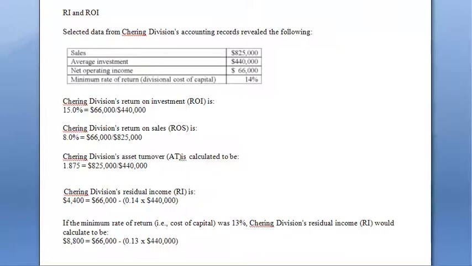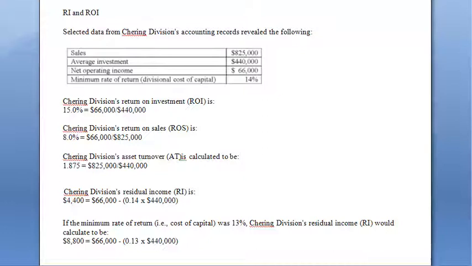Just some information for a division where we'll look at the ROI and the RI. So the return on investment is a pretty simple equation. It's just taking the profit divided by the assets. So in this case, we're going to take the $66,000 of income divided by the average investment.